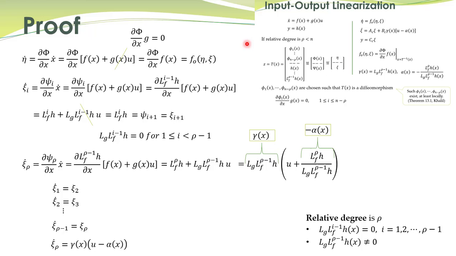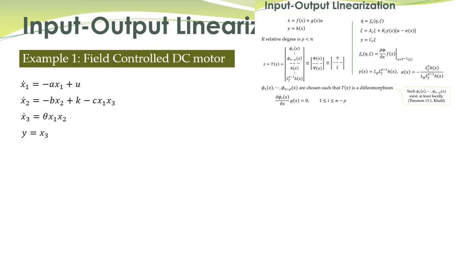This general discussion is always a little bit difficult. However, if we apply it to some particular example, the situation becomes much clearer and simpler. Let's demonstrate it with one simple example. We have this nonlinear system given over here, and the relative degree can be easily computed. y dot is equal to x3 dot equal to theta x1 x2. So the control input is not appearing over here.